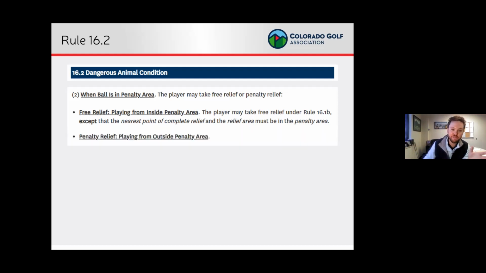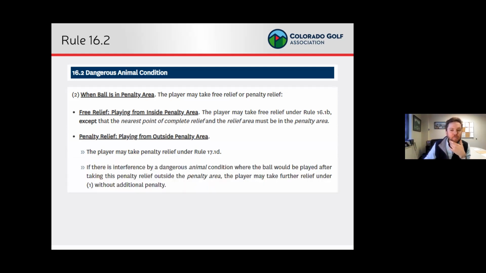And for penalty relief, we're just operating under Rule 17 at this point, right? So the player may take penalty relief under 17.1d and say, you know, your ball's in the penalty area. So I don't want to find a place in the penalty area that's nearest, that's not interfering, and I just want to take my relief. And then, the obvious follow-up is if there's still interference by a dangerous animal condition where the ball would be played after taking this penalty relief outside the penalty area, the player may take further relief under 16.1 without additional penalties. So these are kind of stacking on top of each other.